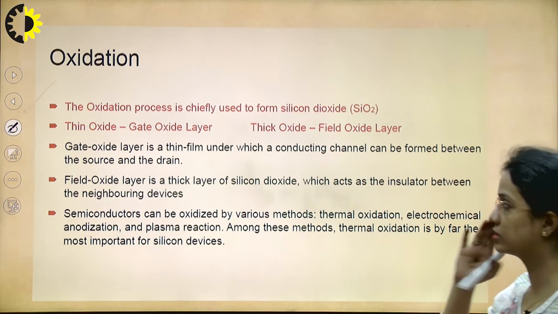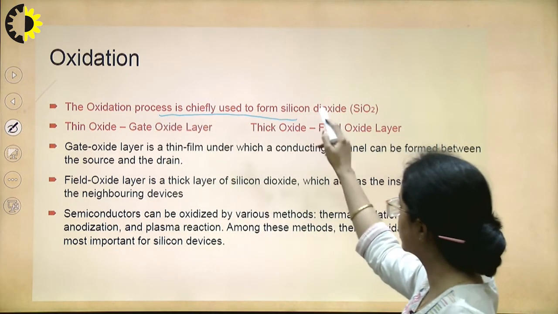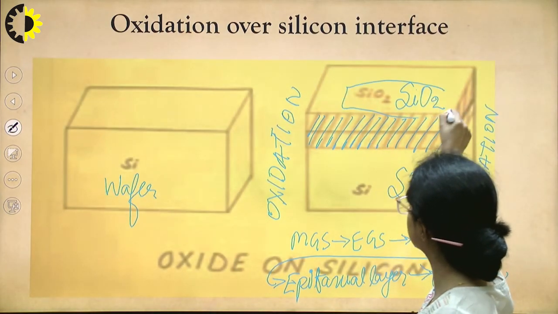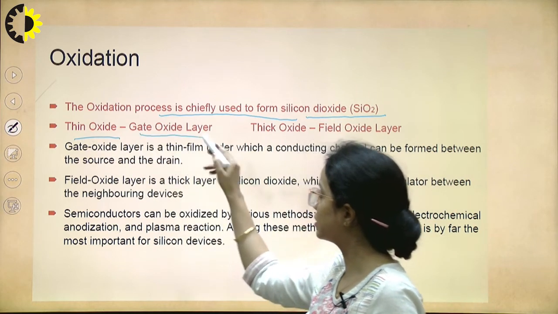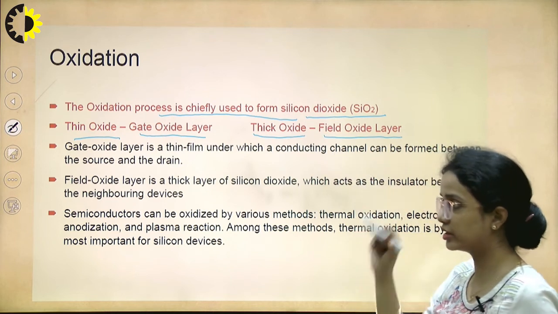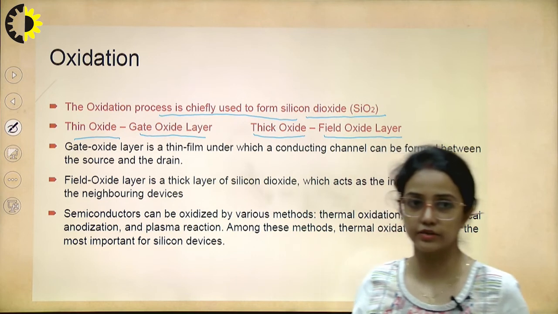Here we see it is a process. The oxidation process is chiefly used to form silicon dioxide. Previously we have seen it is silicon dioxide: thin oxide, the gate oxide layer, and thick oxide, the field oxide layer. I have already discussed this, thin oxide and thick oxide layer.